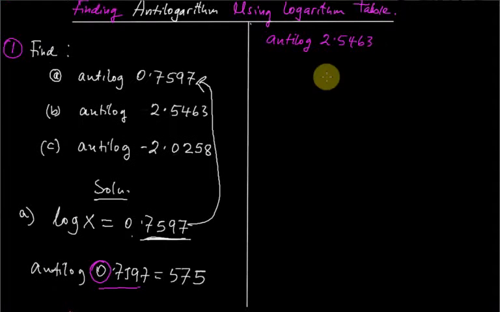Okay, now this is our b. We have to look for the antilog of 2.5463. So as usual, we know that this is our characteristic. So we leave it and we deal with the mantissa. From this mantissa, go to your logarithm table. Right inside the logarithm table, as usual, the logarithm table is here.